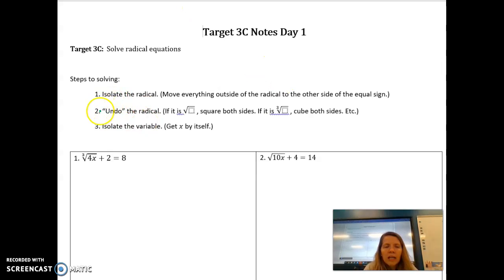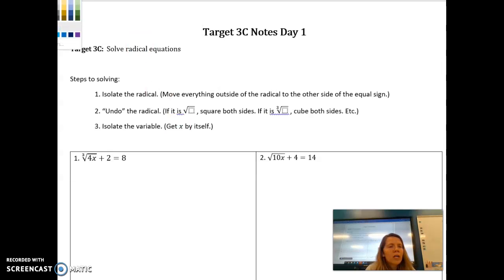Then once you do that, you need to undo the radical by taking the inverse of whatever it is. So if it's a square root, you're going to square both sides. If it's a cube root, you're going to cube both sides. If it's the fourth root, you're going to put it to the power of 4. If it's the fifth root, you're going to put it to the power of 5. And then from there, you're going to isolate the variable to get x by itself.